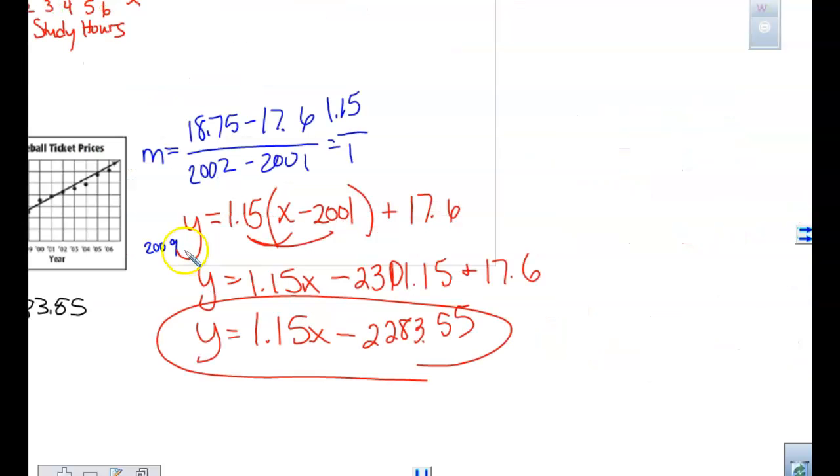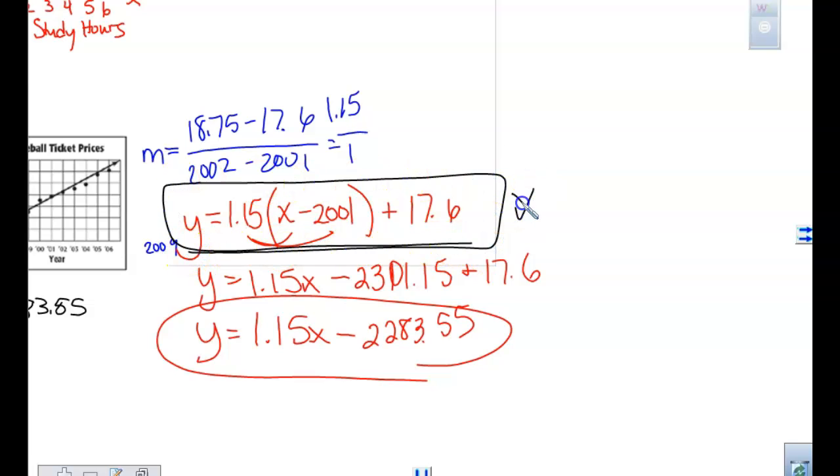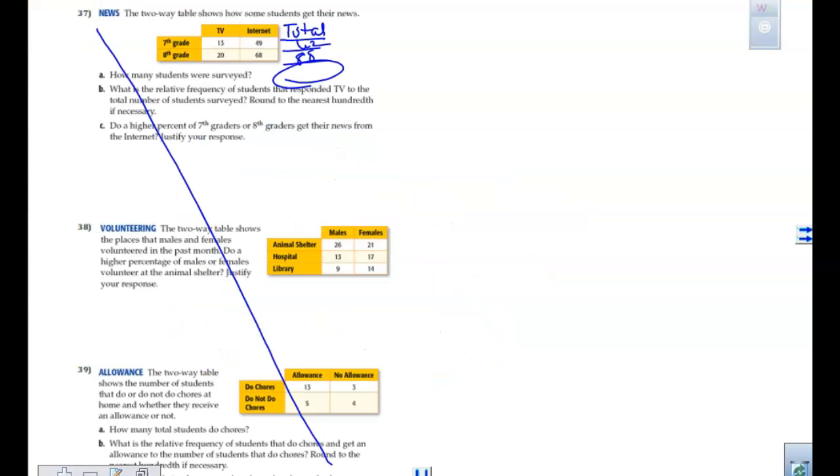If they just say write an equation, you can stop right here. This is an equation. Stop at point slope. Don't make a mistake doing the distributive property. Stop there as we look at those, okay?